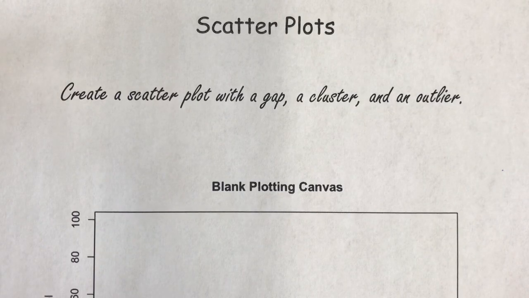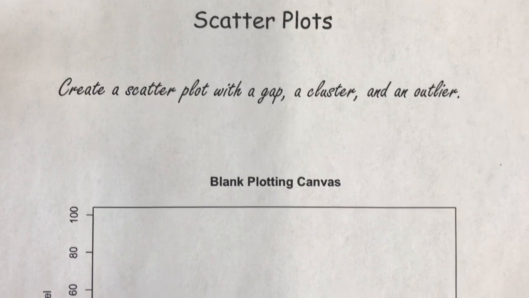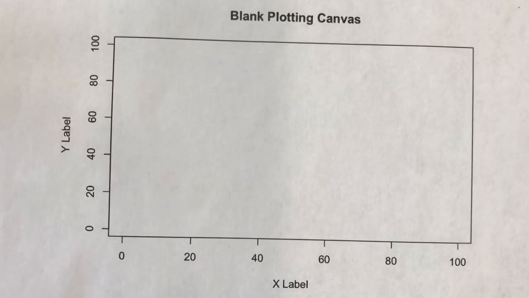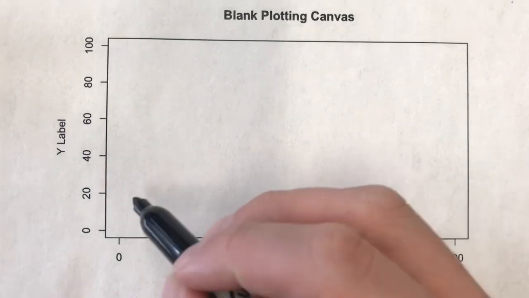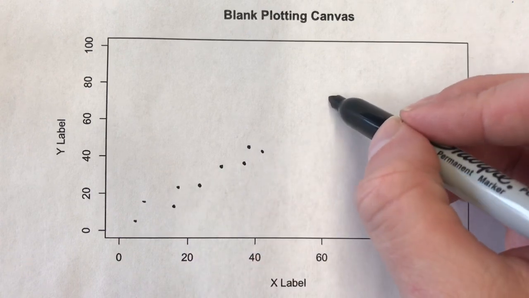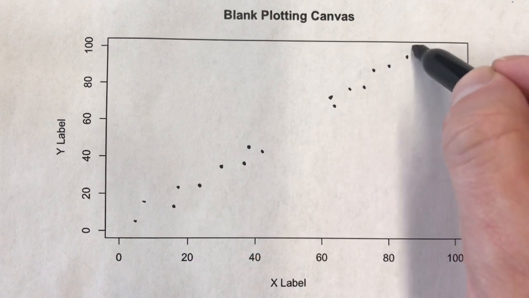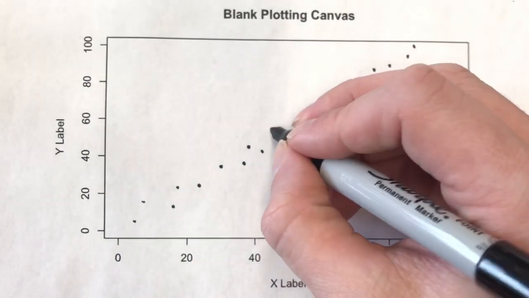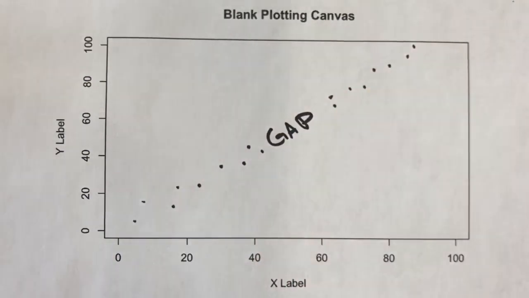Create a scatter plot with a gap, a cluster, and an outlier. So I need all three of them. So let's do it. Let's label them. A gap. Leave a few. That right there is my gap.